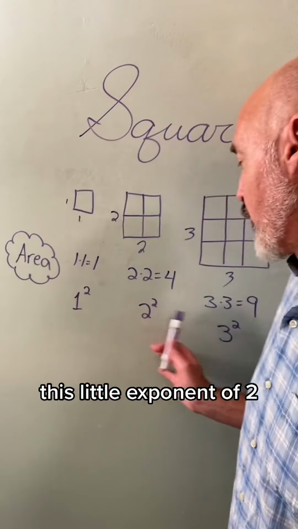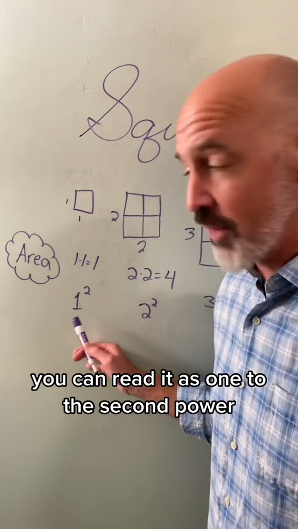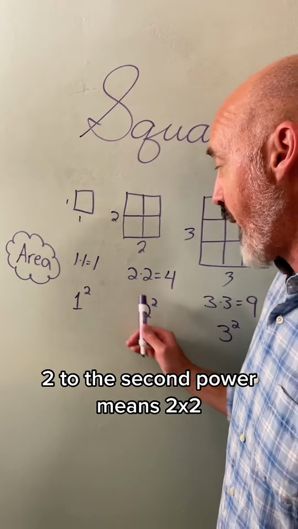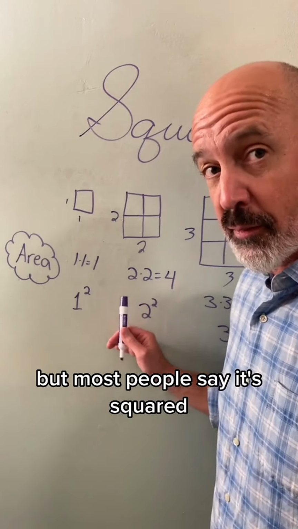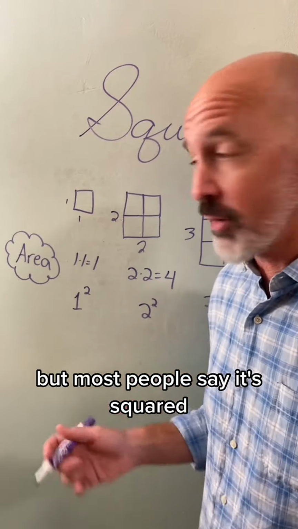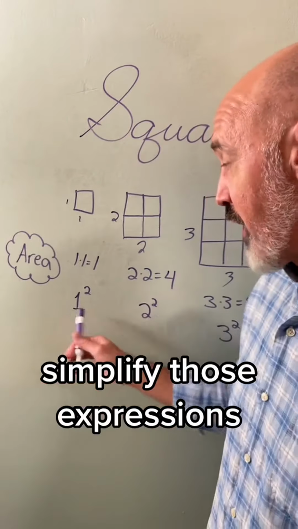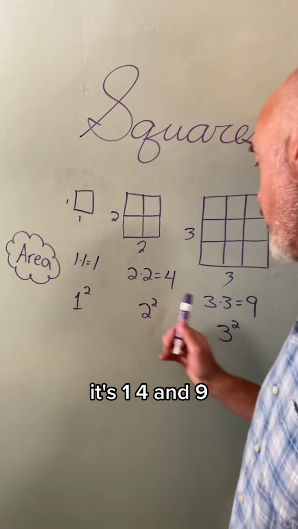This little exponent of 2, you can read it as 1 to the second power, it means 1 times 1. 2 to the second power means 2 times 2, but most people say it's squared. This says 1 squared, 2 squared, and 3 squared. To simplify those expressions, it's 1, 4, and 9.